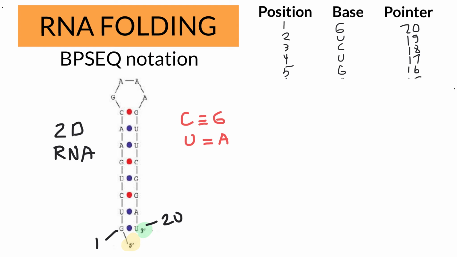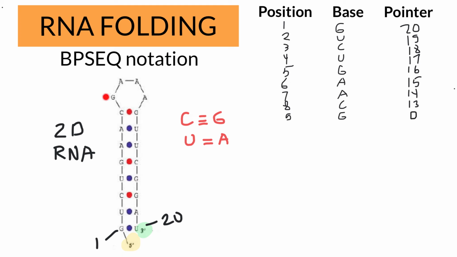Next, at the position 5 we have guanine, and it connects with nucleotide 16. Next goes position number 6, where we can find adenine, and it connects or points to the nucleotide 15. Then goes position 7, where we have adenine, and it points to the position 14. And then we have position 8, cytosine, it points to the position 13.